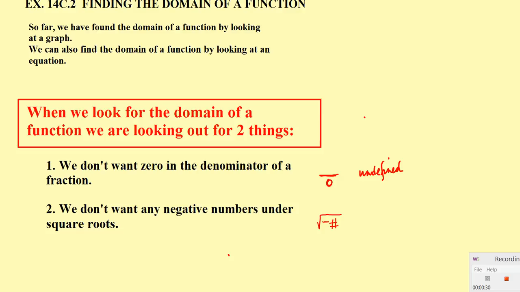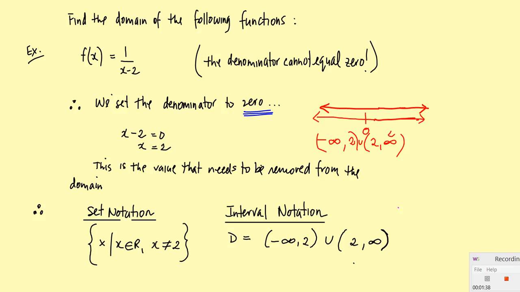And the second thing that we also want to look out for is we don't want to have any negative numbers under square roots. So these are always the two things that should be in the back of your mind as you are working out these questions. These are the two specific restrictions that we are looking for. No zeros in denominators and no negative numbers under square root signs.